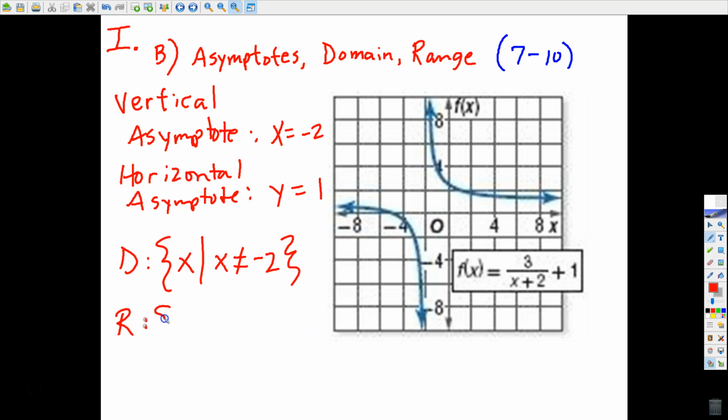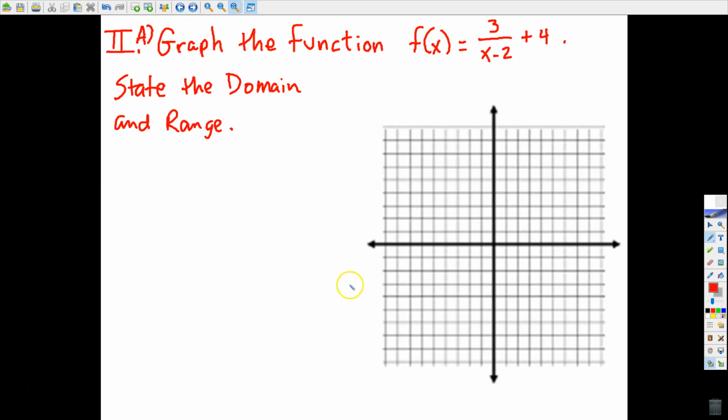And Sarah, what about the range? Okay, f of x such that we cannot let f of x be 1. It can be anything besides 1. All right, do you have any questions on problems like 7 through 10? Look at the graph, state the particulars. Okay, let's do a couple of graphs, and then I'm going to turn you loose on this assignment.